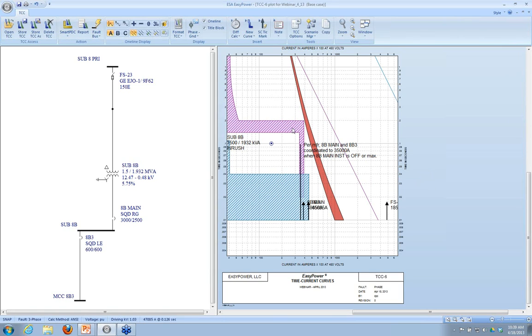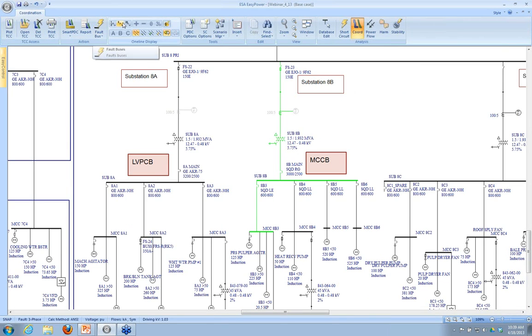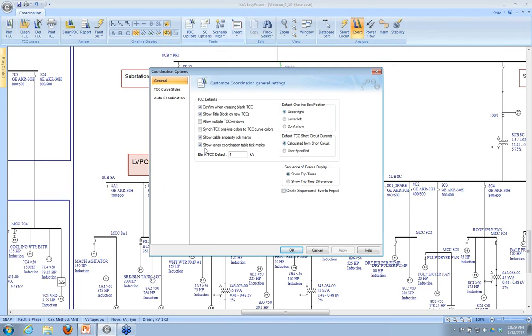So how do we get this curve to show up? If we go back to protected device coordination options, when I'm in coordination, I have options here. Down here, I have this box that says show series coordination table tick marks. If I check this box, when I create that curve, it'll look to see if those two multi-case circuit breakers are listed in that table, and it will draw that line in there for you. So that's how we're dealing with this at this point.